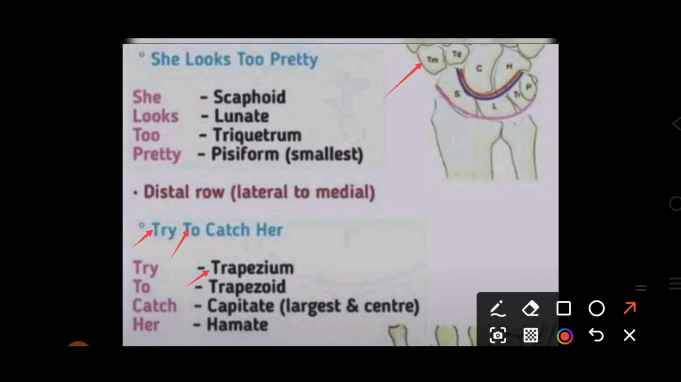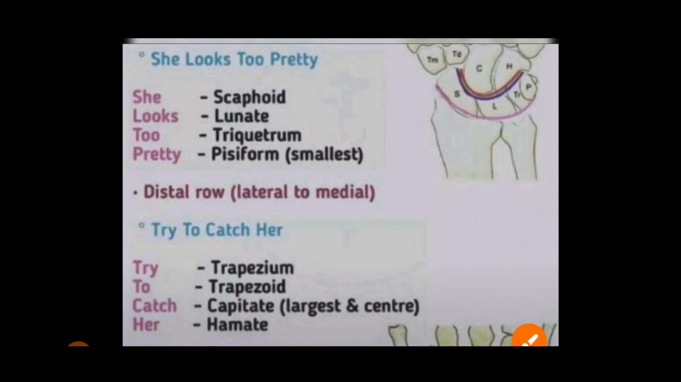And another T in the mnemonic stands for the trapezoid. You can see over here, this is the trapezoid bone. And the C in the mnemonic stands for capitate. This is the capitate, which is the largest and the central bone of the distal row. And the last letter in the mnemonic is the H, which stands for hamate, and the hamate bone is here, which is the most medial in the distal row.